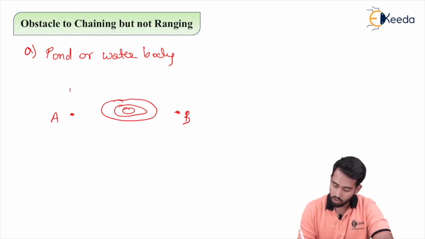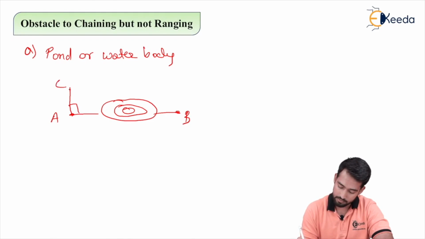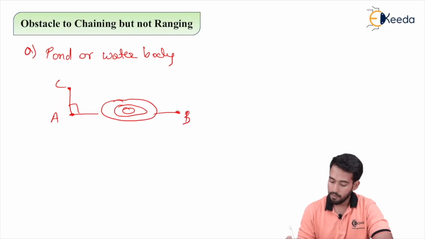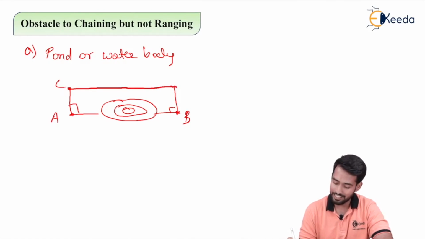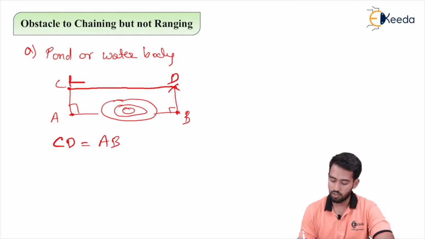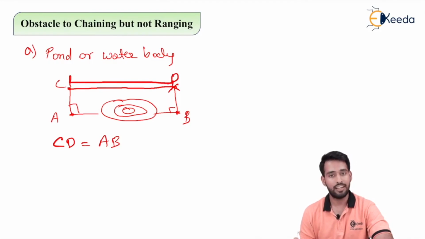So I will draw a perpendicular from point A and name it C. This is a perpendicular offset to the width of your obstacle, to overcome the width of your obstacle. Then from B, I will draw another perpendicular offset. Now draw a line from C which is parallel to your line AB and intersects the offset drawn from B at point D. So line CD is exactly equal and parallel to line AB. So simply we can calculate the distance of CD, which is equal to your line AB.